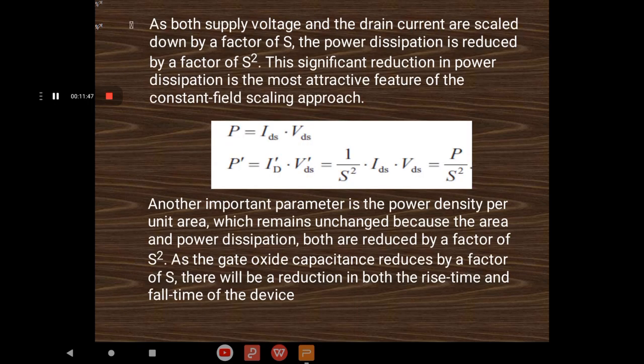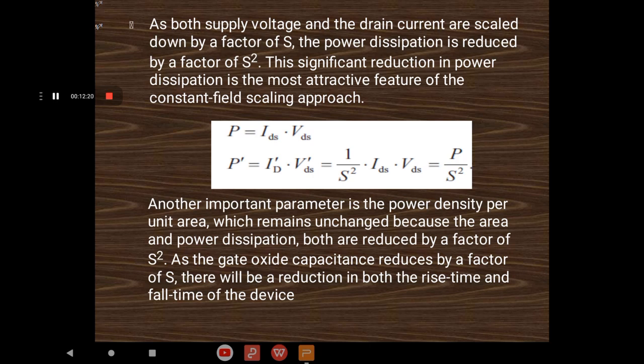So as both the supply voltage and the drain current are scaled down by a factor S, the power dissipation is also reduced by a factor of S square. This is a significant reduction in power dissipation, the most attractive feature of the constant field scaling approach. So for low power applications, we first of all have to prefer constant field scaling, but it also has some drawbacks. Each and every methodology has some limitations, right?